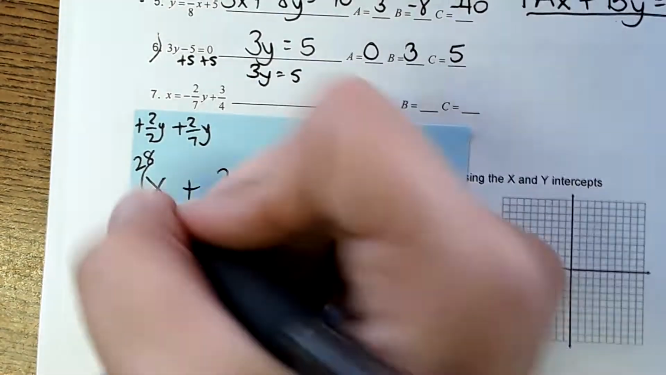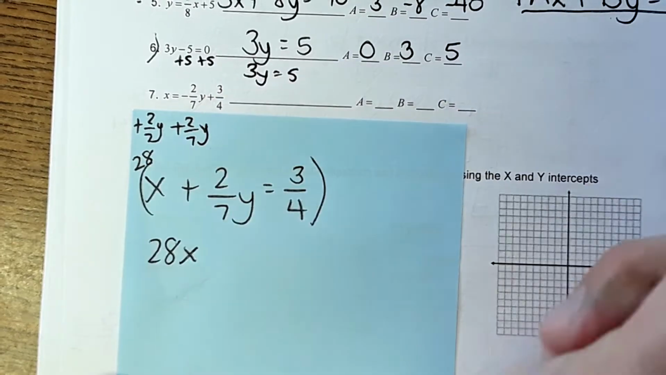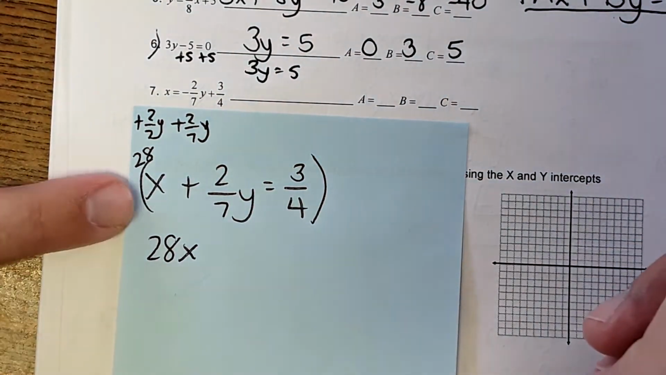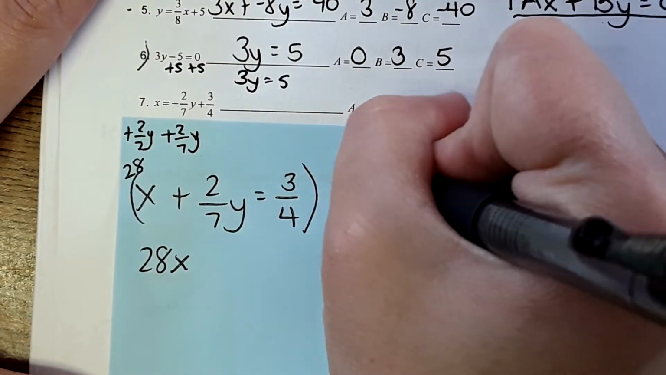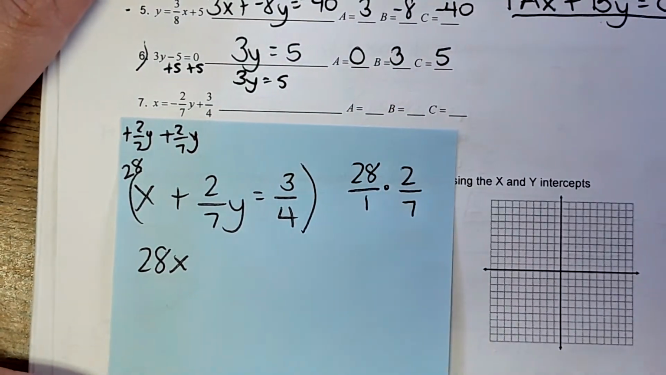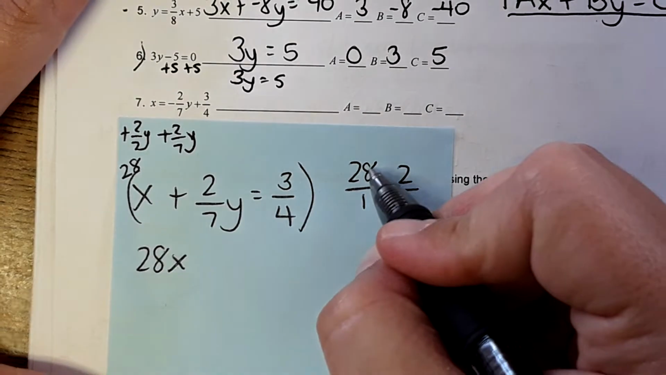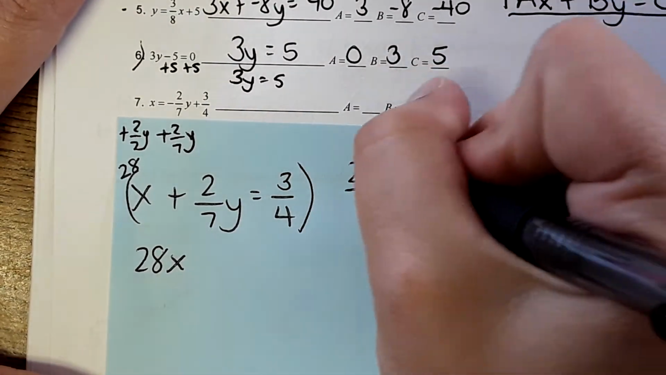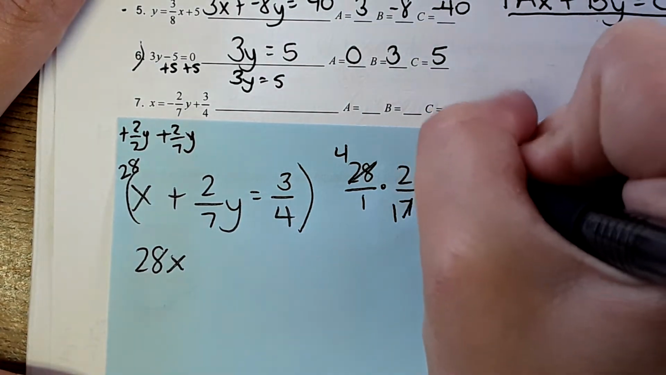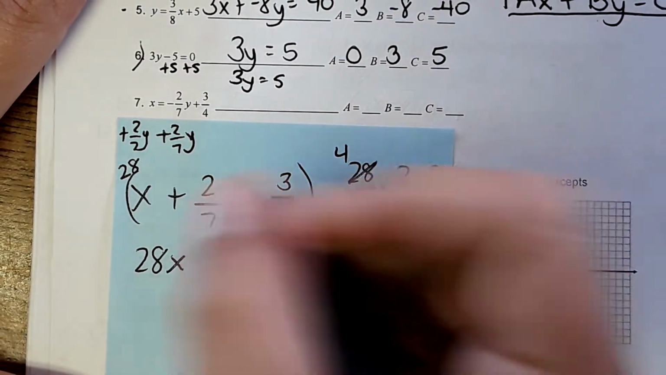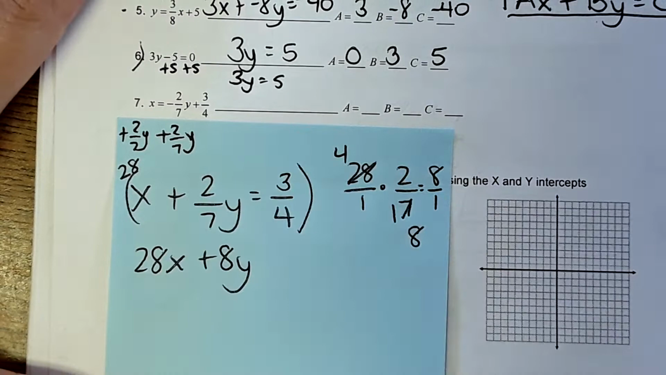So 28 times x, that's easy. It's 28x. Then I need to do 28 times 2/7. 28 over 1 times 2/7. Simplifying, 28 and 7 can both be divided by 7, so I get 4 and 1. 2 times 4 is 8. 8 over 1 is 8. So I get 8y.